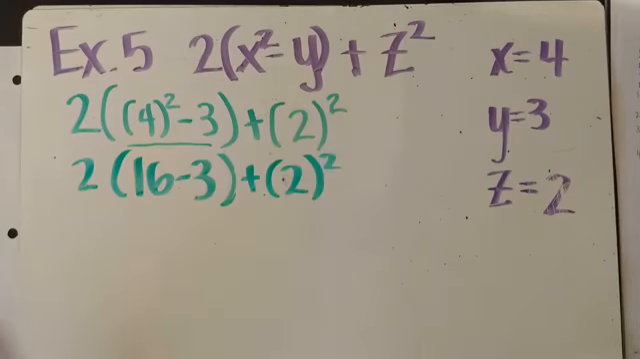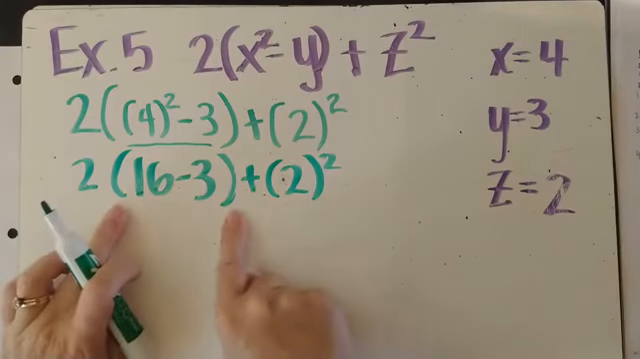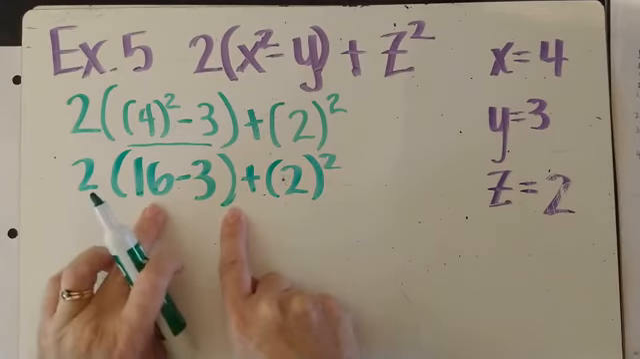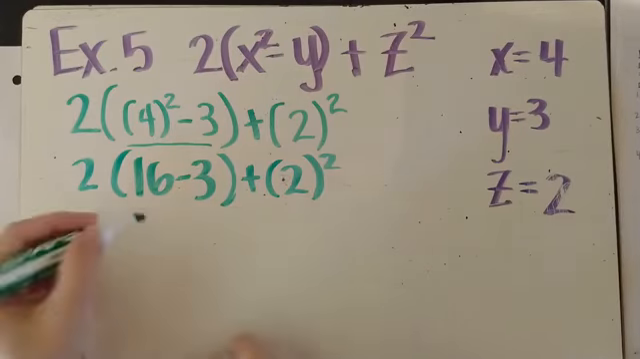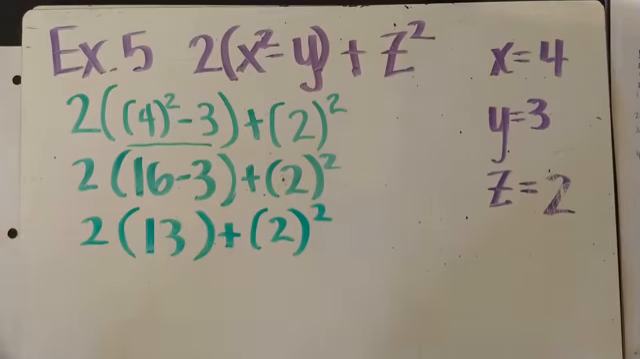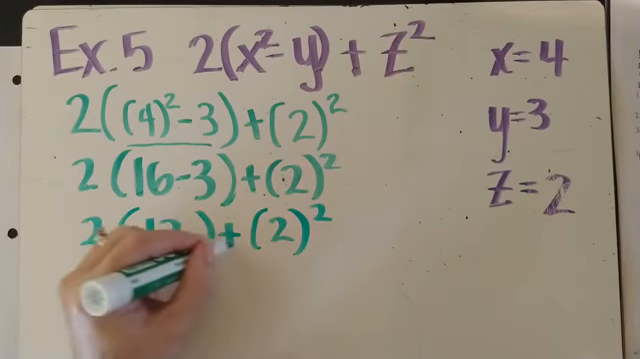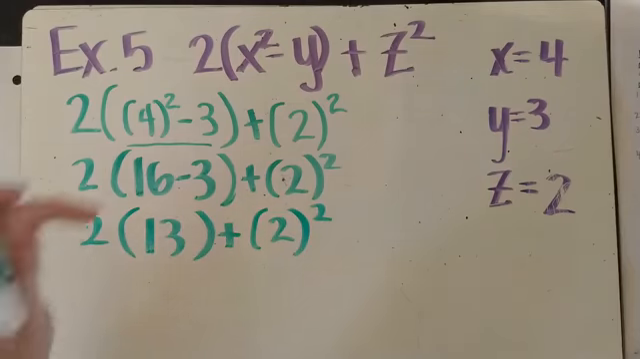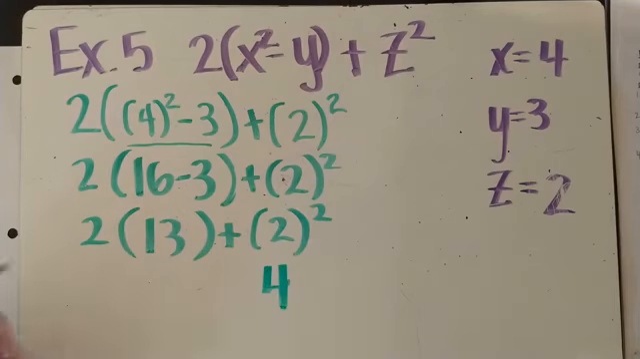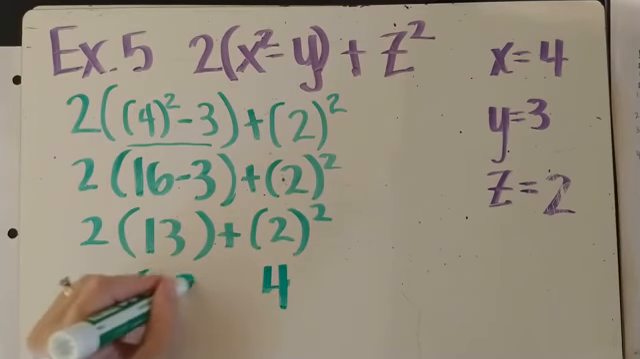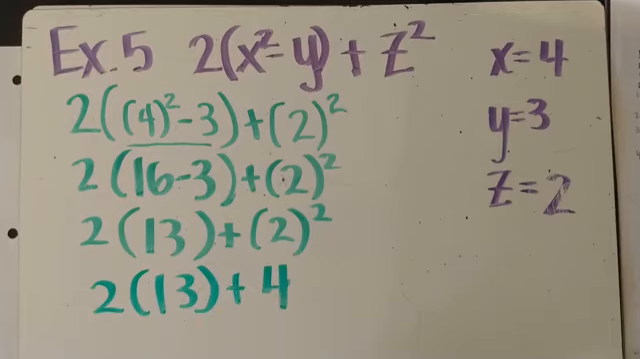We still are not finished inside these parentheses, so let's go ahead and evaluate here. 16 minus 3 is 13. Bring down the rest of your problem. Now we're left with multiplication, addition, and an exponent. After we finish grouping symbols, our next step of order says to do exponents. So let's move over here and do the 2 squared, which is 4. So now we have 2 times 13 plus 4.